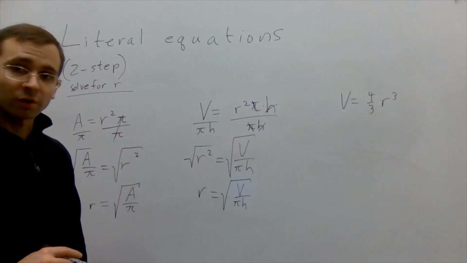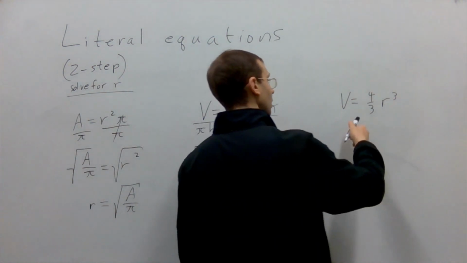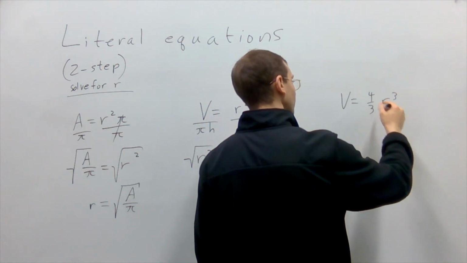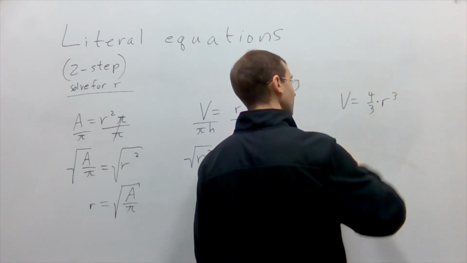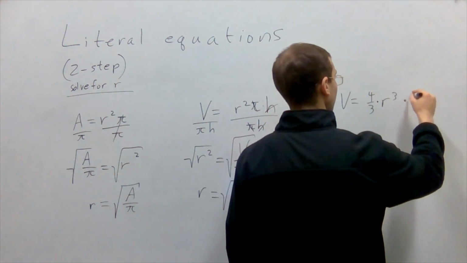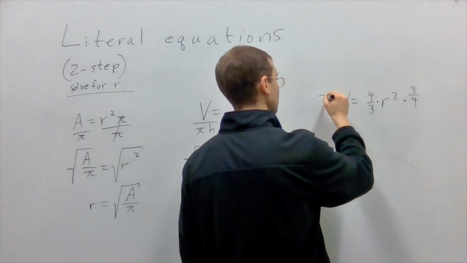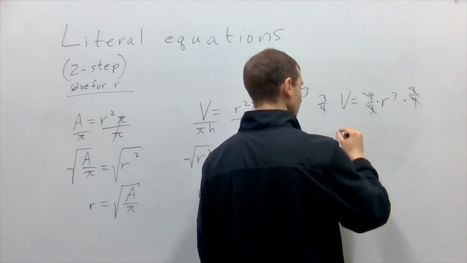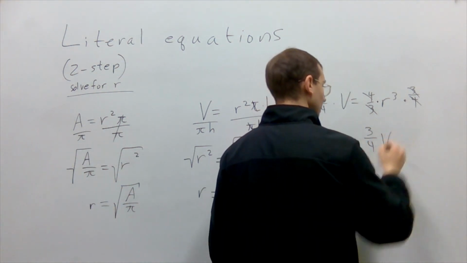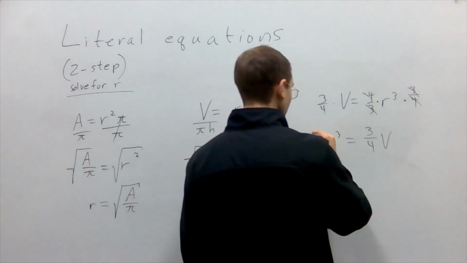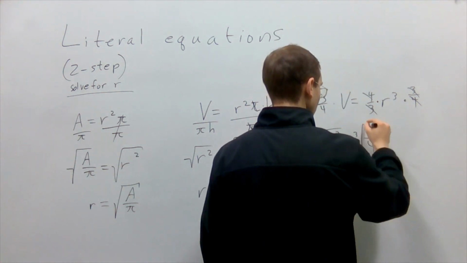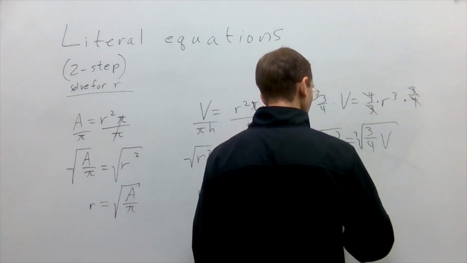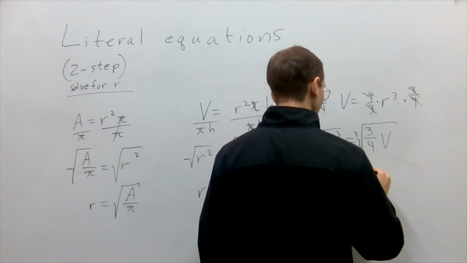Now how about the volume of a sphere? All right, well, if I want to solve this for r, I have to first of all get rid of this thing that's multiplied in front. It's this coefficient, if you will. So let's multiply by the reciprocal on both sides. Cancels out nicely. We have radius cubed equals 3/4 volume now. Now we'll take the cube root, and there's no plus or minus needed for the odd roots. Okay, so that's simply radius equals the cube root of 3/4 volume.